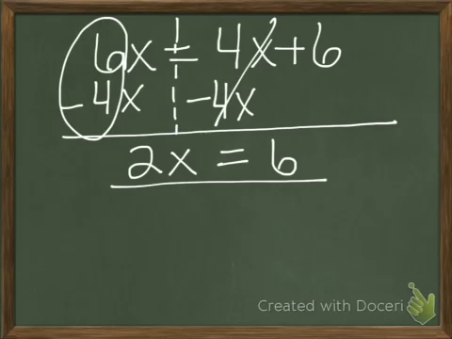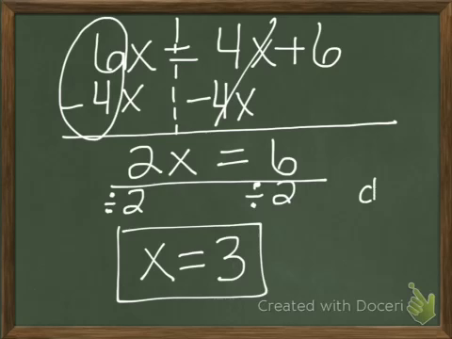Okay, the next thing we have to do is get the x totally by itself, and to do that we have to divide the 2 over to the other side. So this is dividing by 2, dividing by 2. The 2's cancel out and leaves you with x equals 6 divided by 2, which is 3.